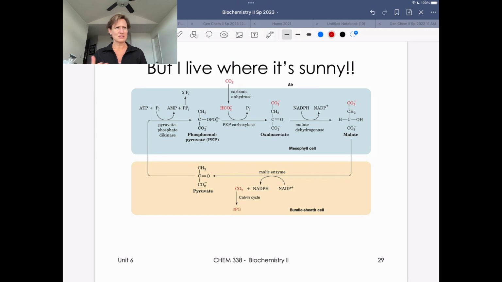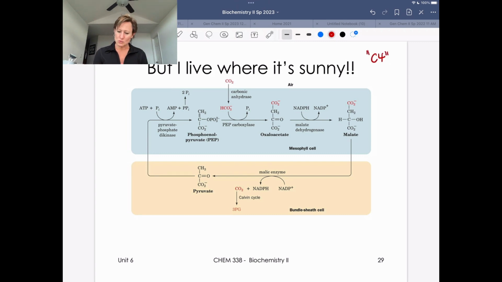Another interesting thing to think about with plants is, well, how do you avoid this sort of depletion of carbon dioxide? Especially if it's really sunny out, you're going to have this problem accumulate on a fairly regular basis. So one way that plants can adapt to this is they can stockpile carbon dioxide, okay? And so this is what we call C4 plants.